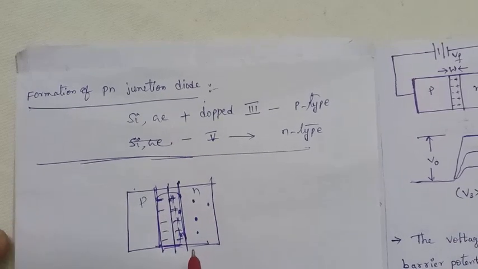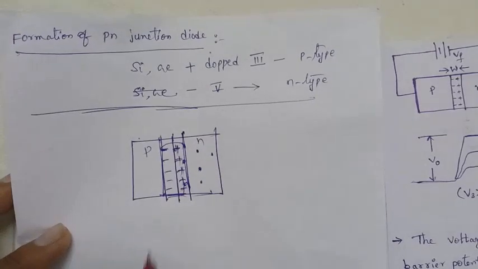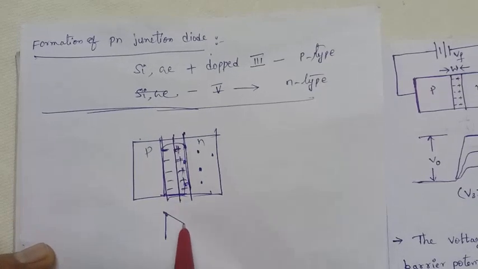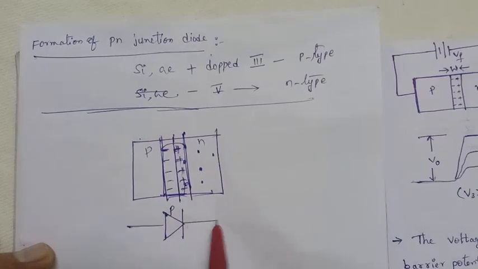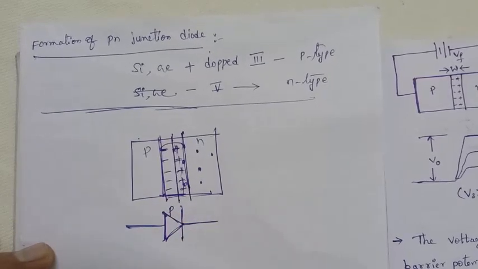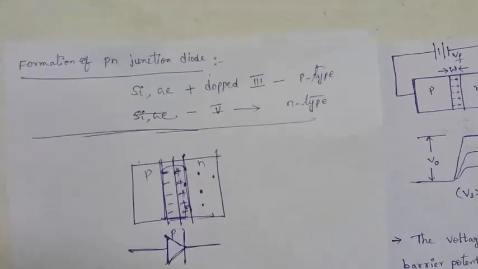What symbol do we use to indicate the diode? The PN junction diode is a two-terminal device. This is the P and this is the N. This is the symbol you have to use for the PN junction diode. And what is the forward bias?